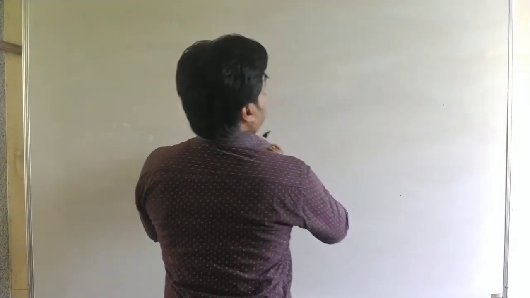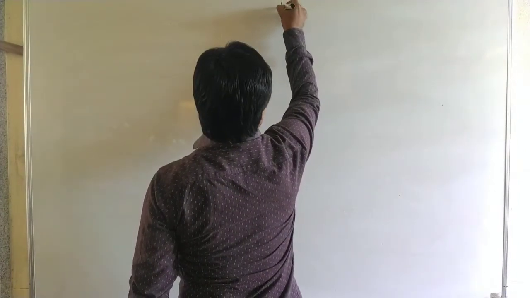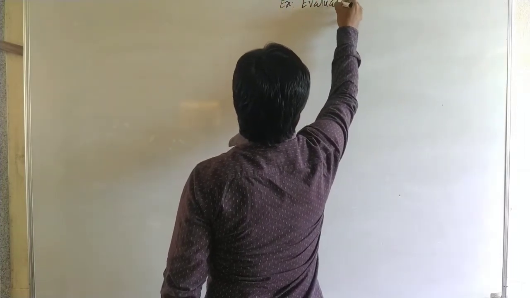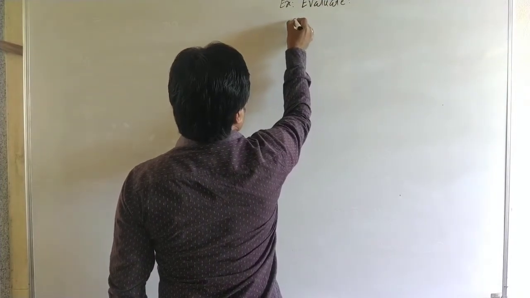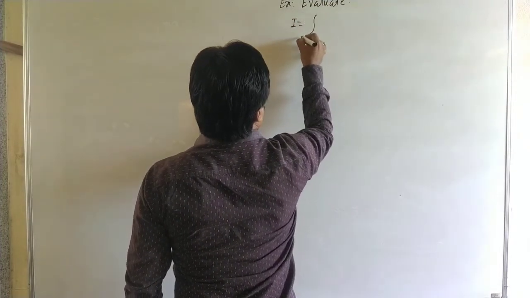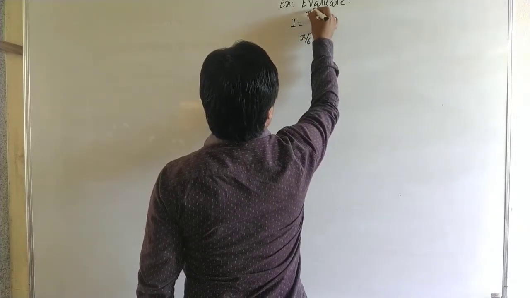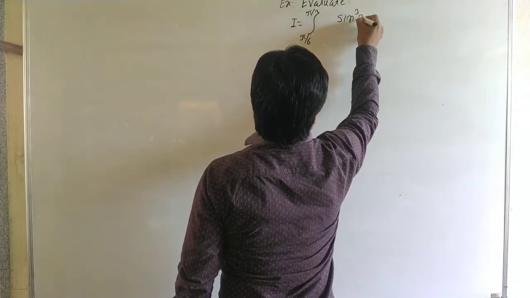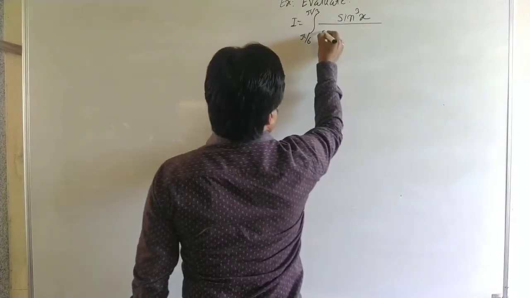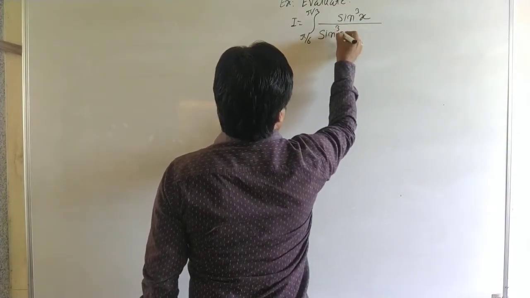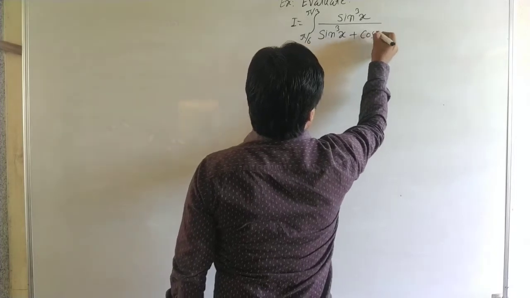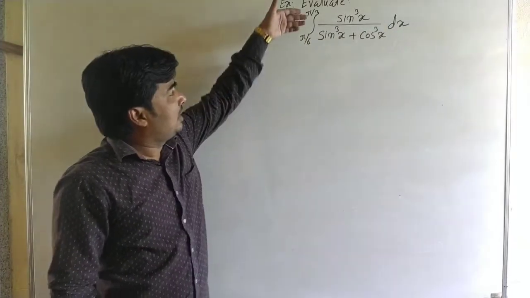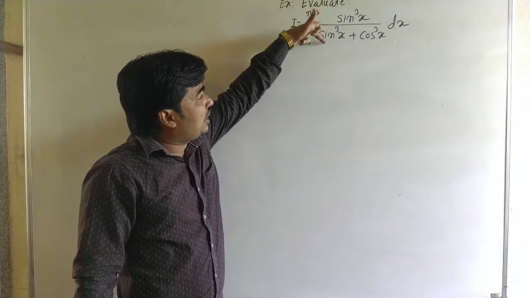Now the next example: evaluate the integral from pi by 6 to pi by 3 of sine cube x upon sine cube x plus cos cube x dx. Here the integral is sine cube x upon sine cube x plus cos cube x.